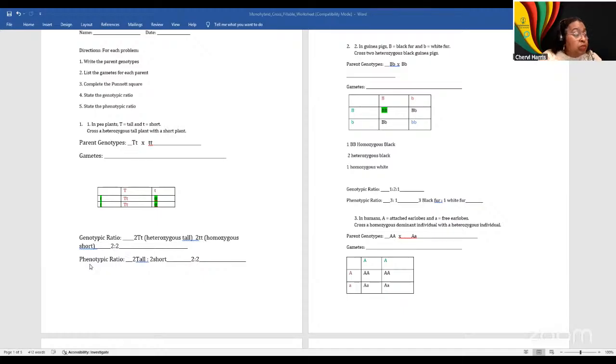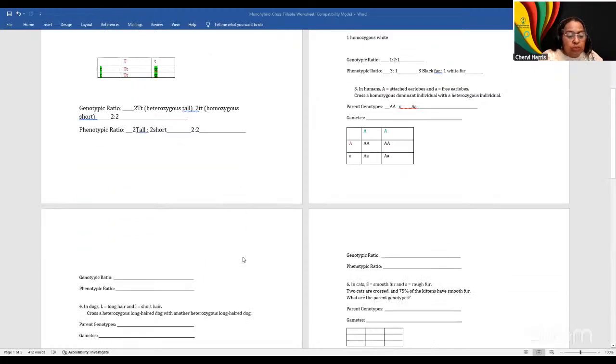Phenotype is what are they going to look like? Two of them are going to be tall. We're not looking at homozygous or heterozygous. When we look at them, they will be tall. So two of them are tall and two are short. Again, phenotype is what you see when you look at them. Genotype is, if we get on the genes, what kind of genes do they have? All right, that was number one.